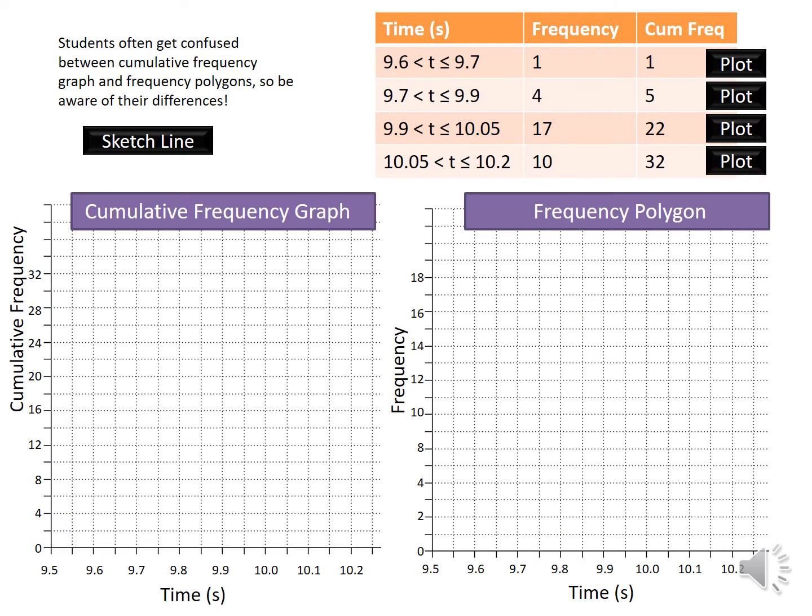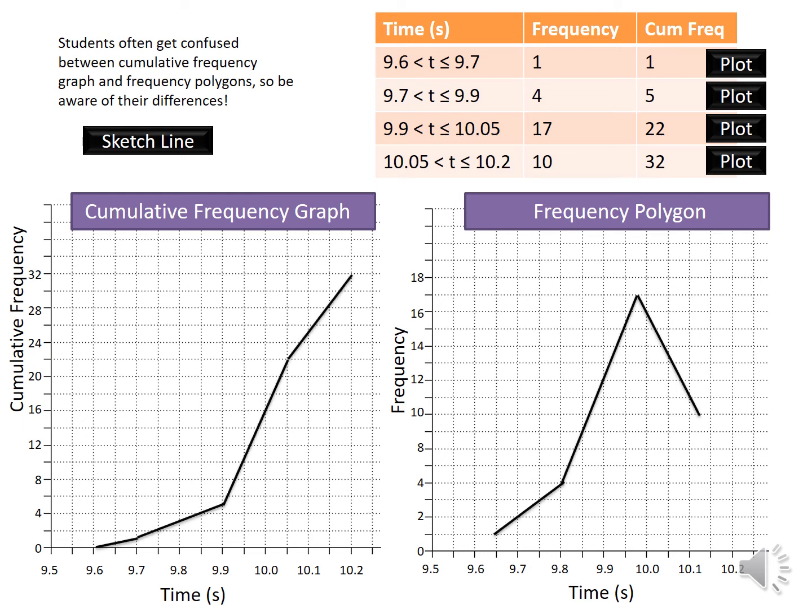Okay, so two things that students get mixed up quite a lot is cumulative frequency and frequency polygons, which you will have seen earlier down the school. Basically, the key differences are the y-axis. So on the cumulative frequency, you're plotting the cumulative frequency. It's always going to be going up, and you're adding up as you go along. With a frequency polygon, you don't need to work out the cumulative frequency, you're just plotting the general frequency.